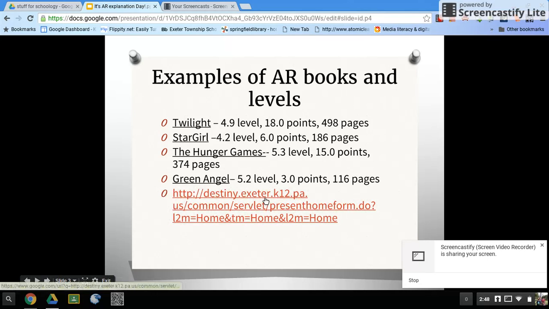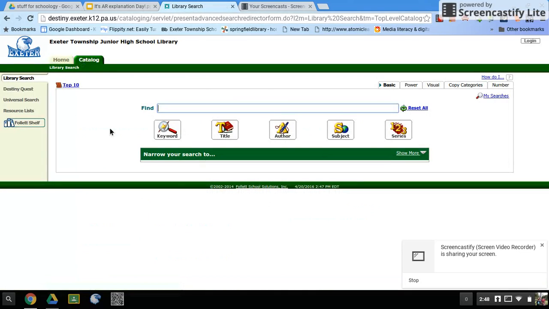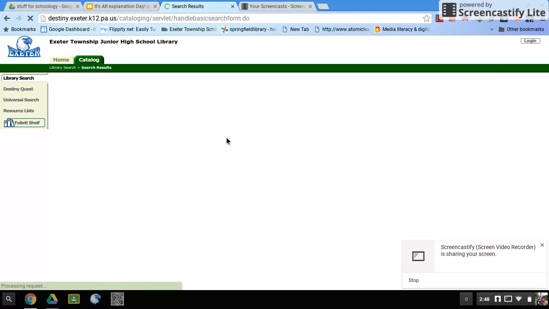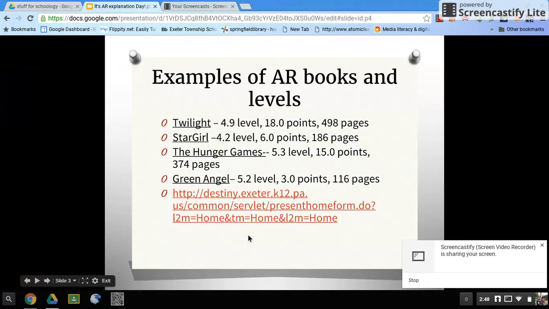Let me go ahead and show you where you can find this information when you're looking at a book in the card catalog. So if you go to the card catalog and say you're looking for the book The Hunger Games, you go ahead and type Hunger Games and you click on title. You can see that right here, it says Accelerated Reader. Gives you the level, which is a 5.3, and right after that, it'll tell you how many points the book is worth. If that is not listed, that means that the book currently does not have an AR test. So please make sure that you're picking a book that is AR.